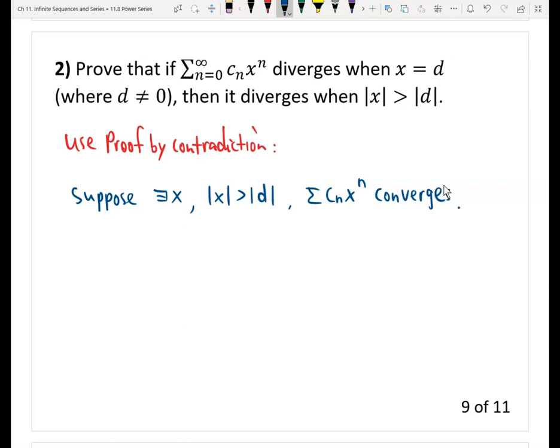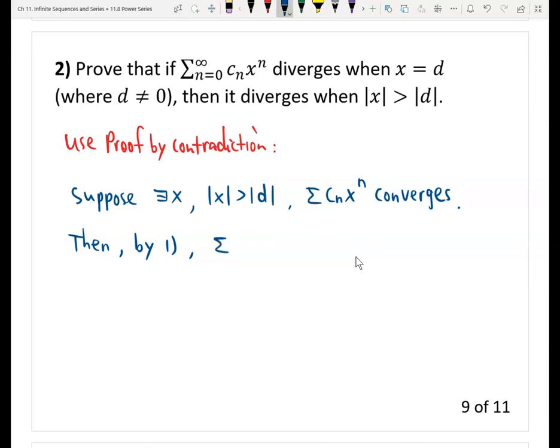So this is our hypothesis, but this is not true. We need to find the contradiction. How to find the contradiction? See, can you see? We have the result 1. If we use 1, we can find a contradiction. Why? Because this time the series converges at x, with x greater than D. You remember, for a number where it converges, the numbers inside should also converge, right? Therefore, the series converges at D. Okay, so that's the result from 1.